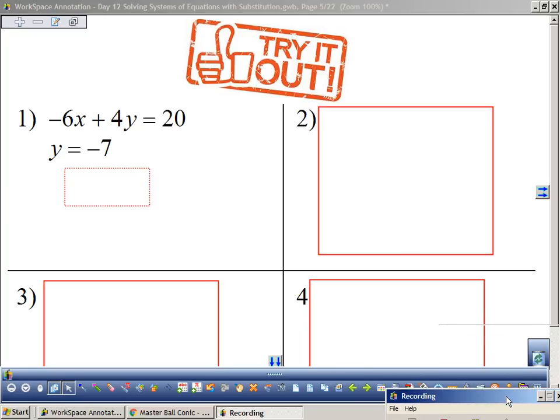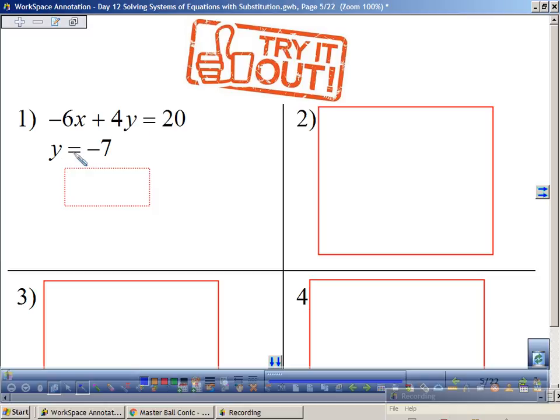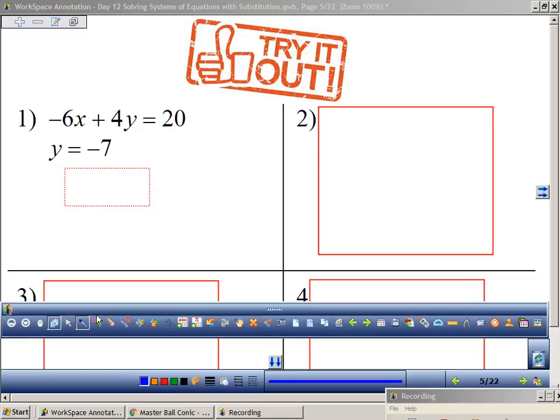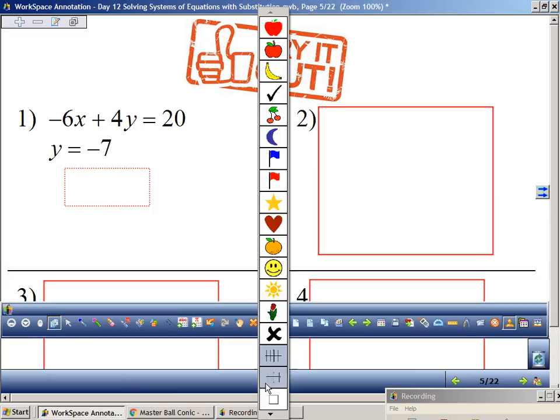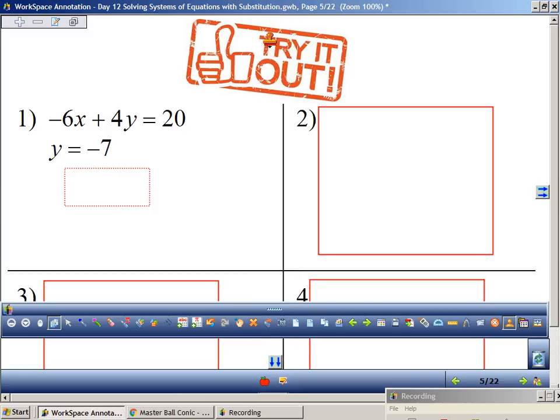So I'm going to do this first one. What this says is that if I have negative 6 x's and 4 y's, that would equal 20. And it also says y is actually equal to negative 7. I'm going to use a stamp because I'm recording and I want everybody to be able to see it. Let's talk apples.